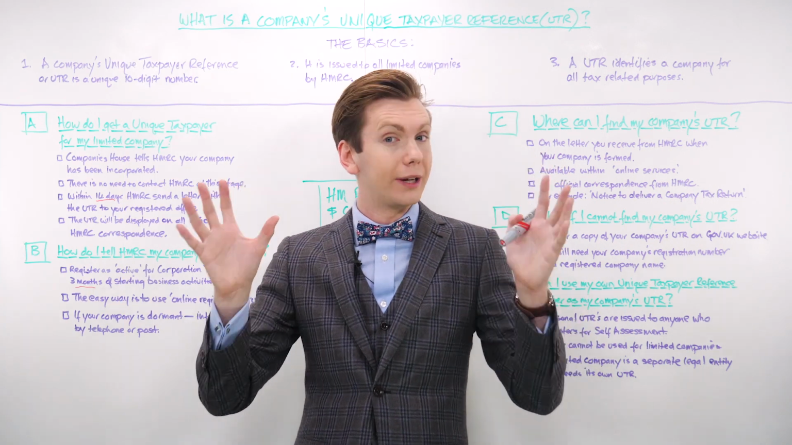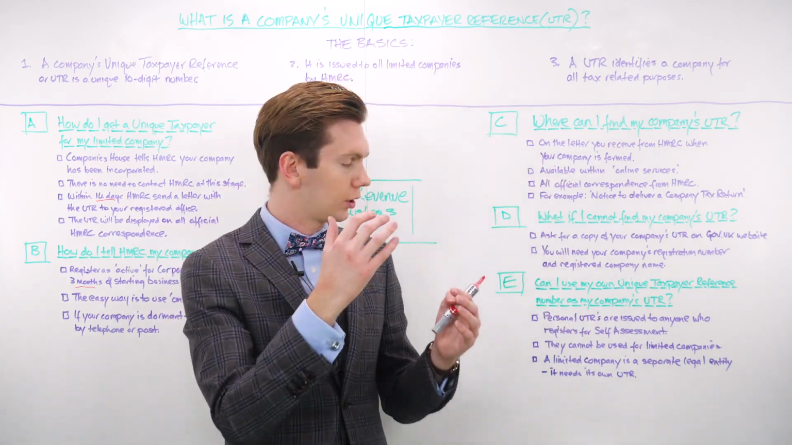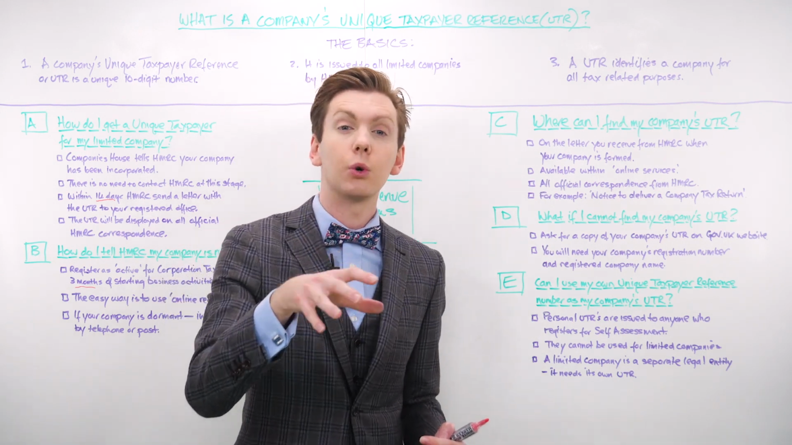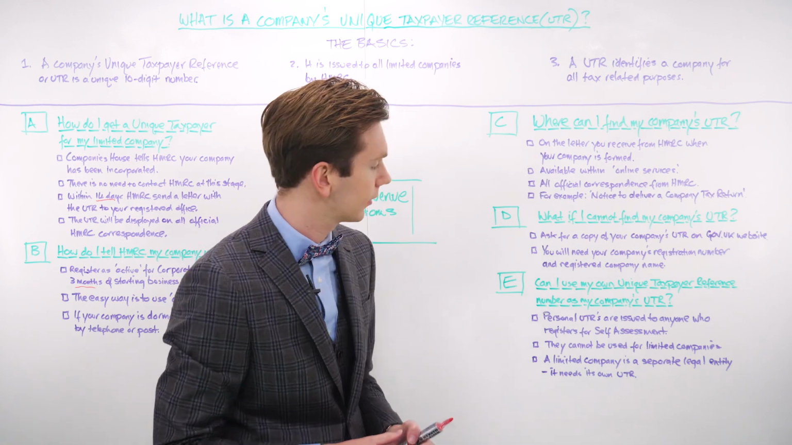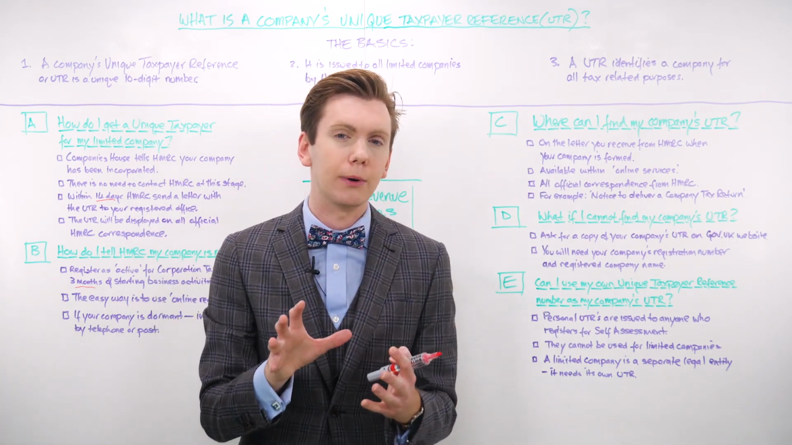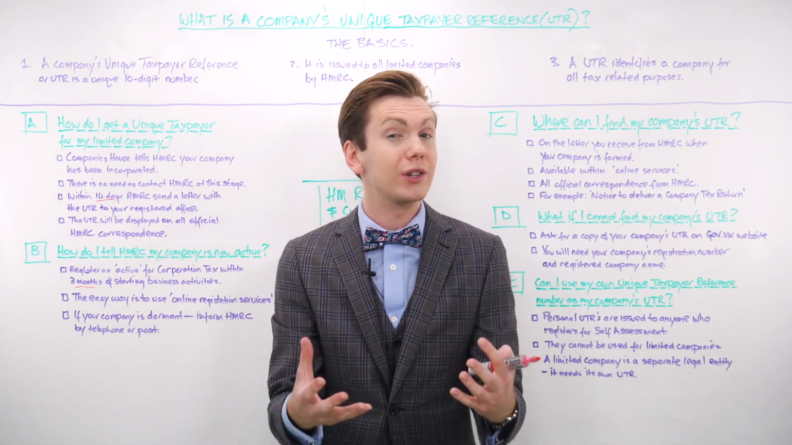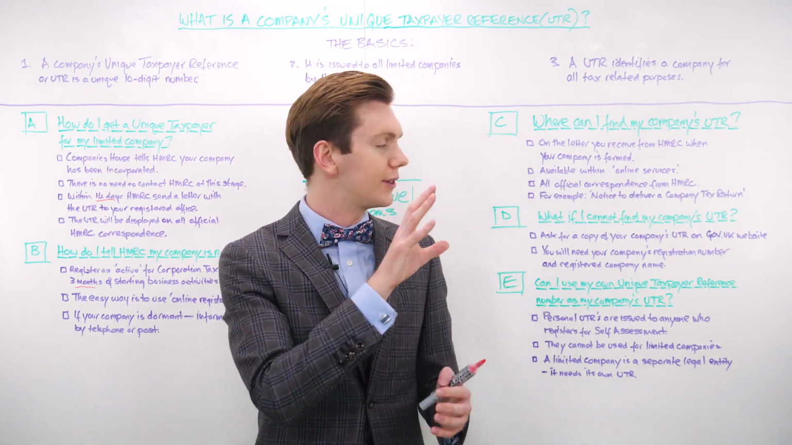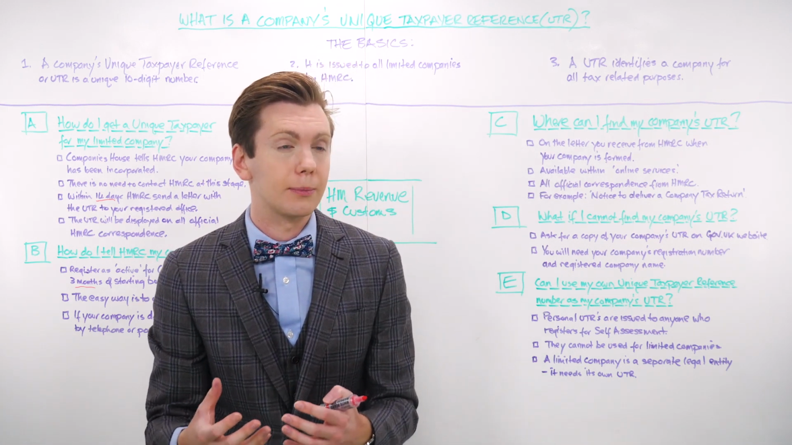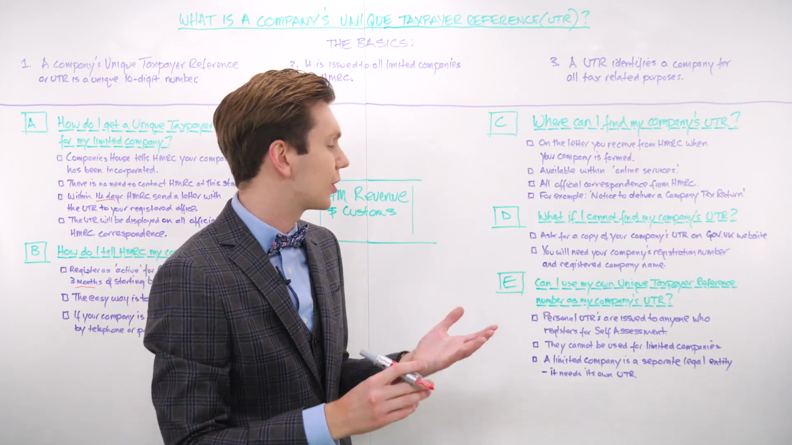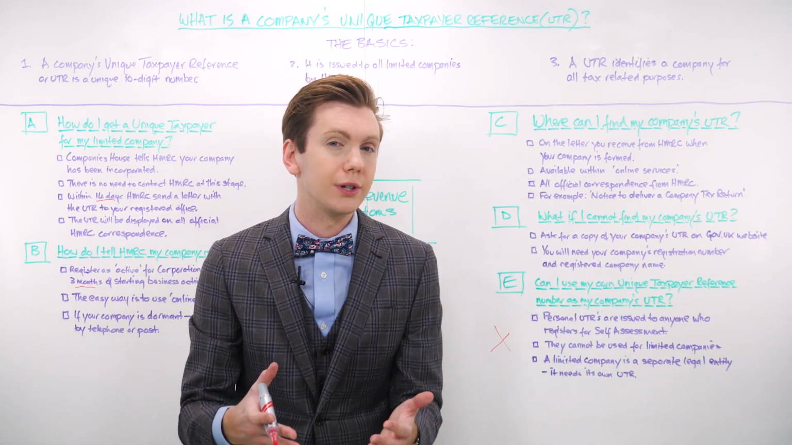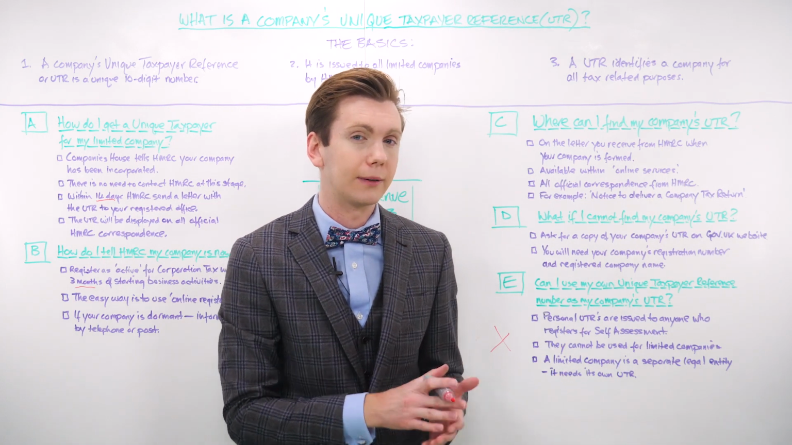Finally, we are often asked whether you can use your own personal UTR number as your company's UTR. Now, personal UTRs are issued by HMRC to anyone who has registered for self-assessment. These are completely different to the unique taxpayer reference numbers issued to companies. And so therefore, no, it is not possible to use your own UTR for your limited company.